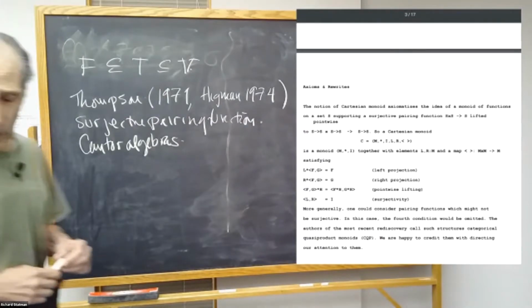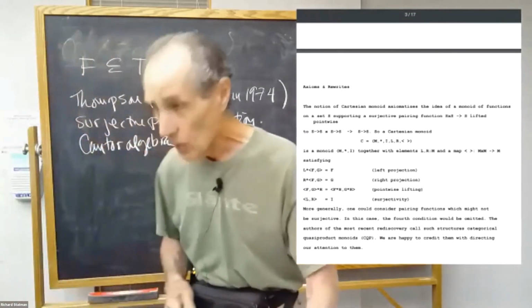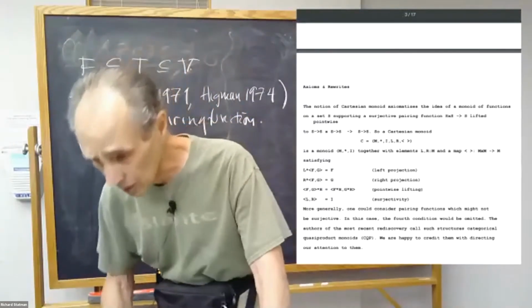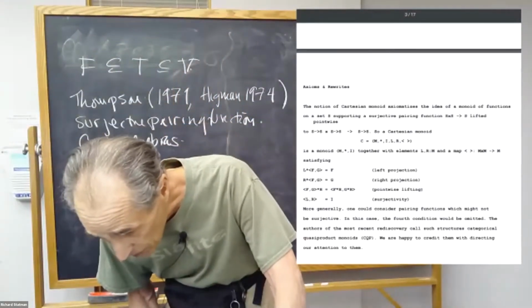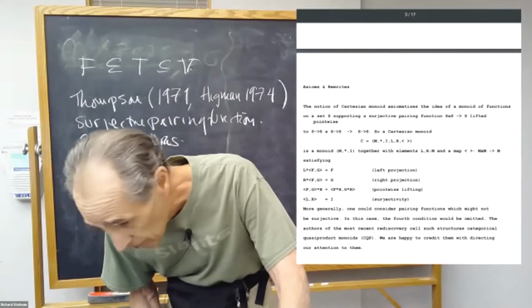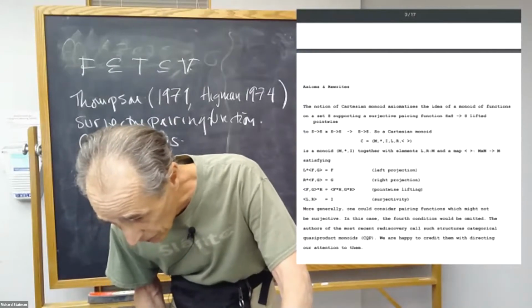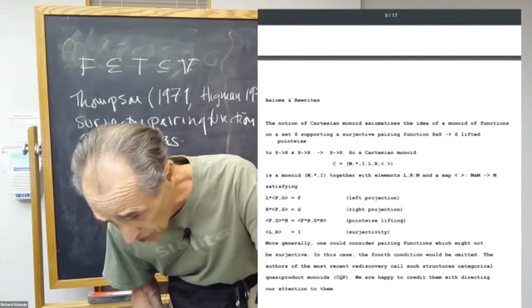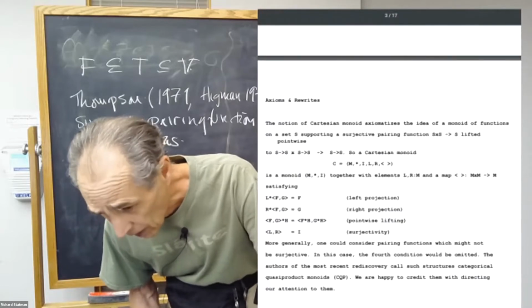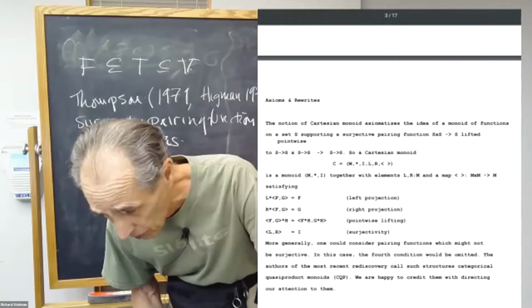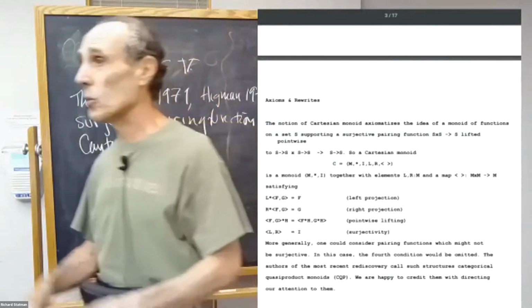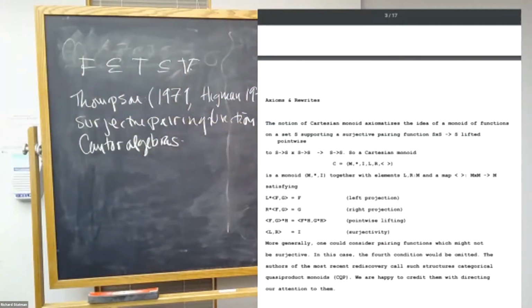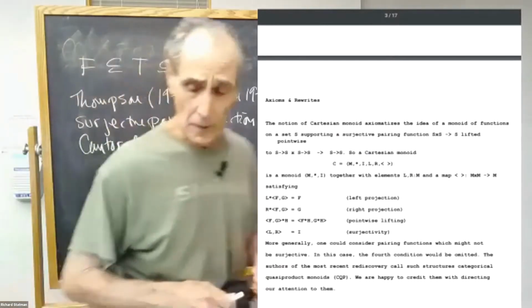So from that we get 4 axioms, which are there on your screen. And the first 2 axioms simply say that left and right projections of pairs behave properly. The last one, of course, simply says it's surjective. And the third axiom is a distributive law, which simply says that the pairing was lifted pointwise. Okay, so we have 4 axioms.